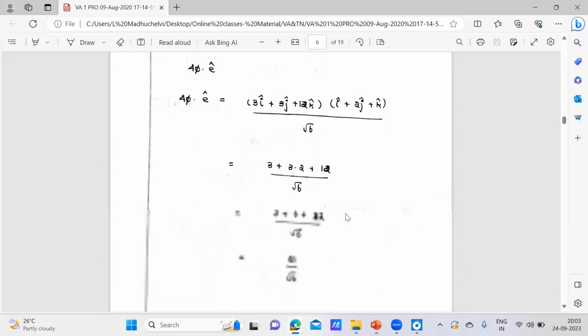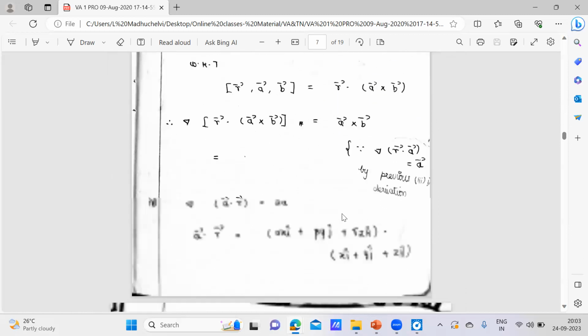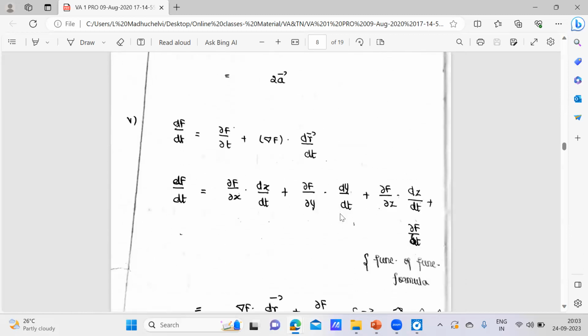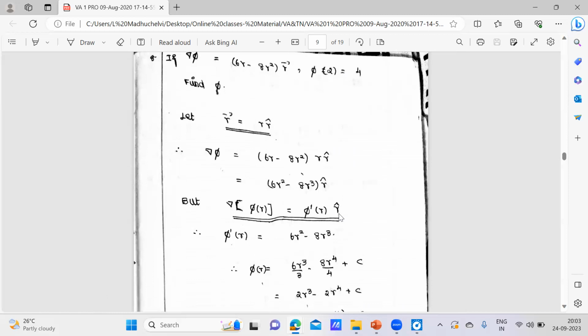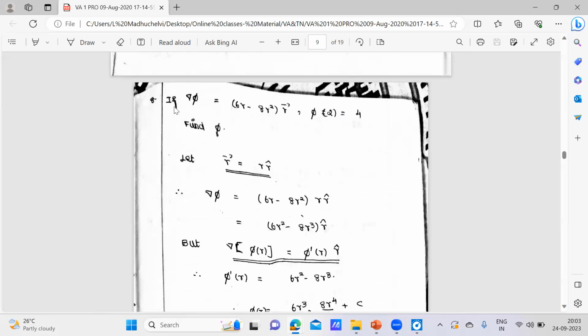The next problem is: if del phi equal to (6r minus 8r squared) r vector, and phi of 2 is 4, find phi. We have to find phi. Del phi is given and the value of phi at 2 is given.